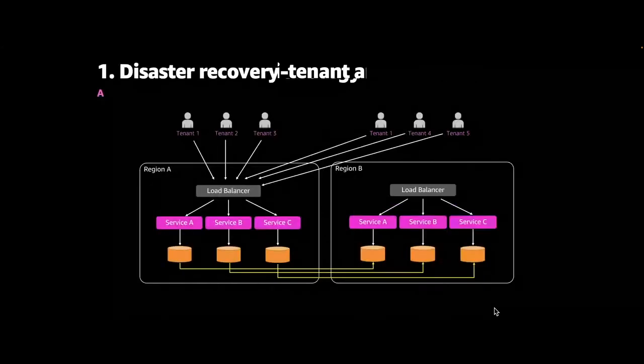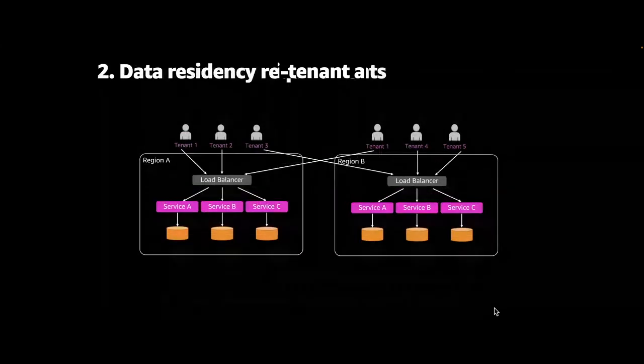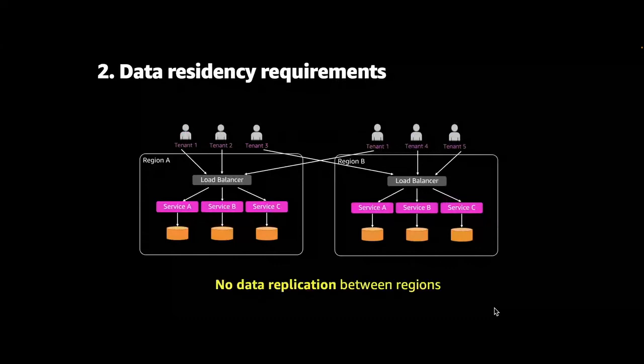But the point is, the first request is to have disaster recovery, so you can pretty much redirect users across regions. I just spoke about this unidirectional data replication between regions. For the data residency requirement, you can just balance between the regions depending on where the users are connecting from, as well as some specific requirement. There is no data replication between regions.